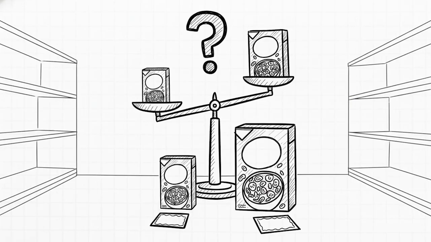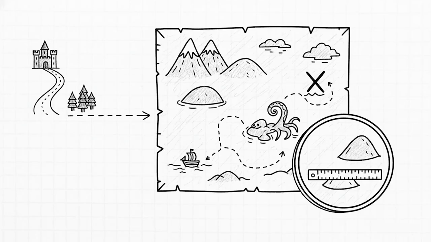Or how about this? You're at the grocery store staring at 2 boxes of cereal. One's bigger, but the other one's on sale. Which one is actually the better deal? To figure that out, you've got to compare the price to the amount you're getting. That's another comparison. And hey, even just reading a map, it's all about this. That little scale in the corner that says 1 inch equals 10 miles. That's a super powerful comparison tool that turns a flat piece of paper into the real world.